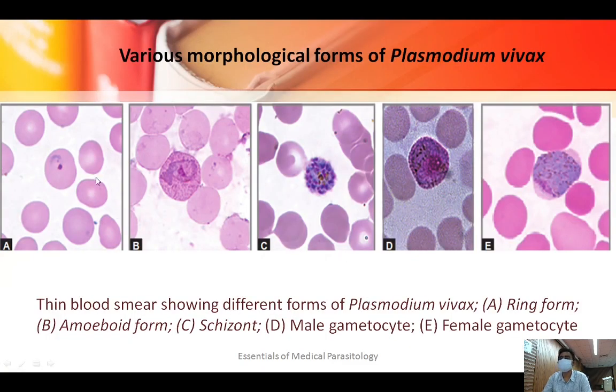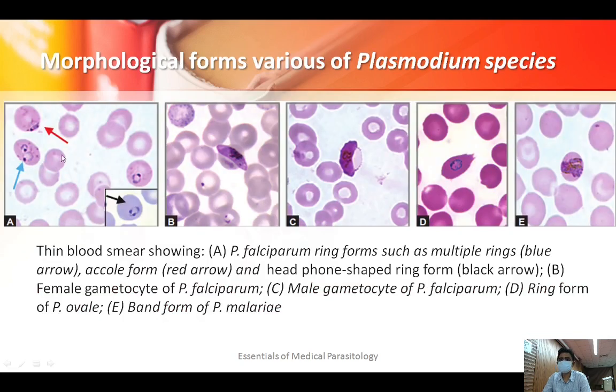Okay, so these are the parasites you can see. See, this is the ring form you can make out, Plasmodium vivax ring form. This is the amoeboid form you can see of the parasite, and these are the malarial pigments which are present here. Okay, this is the schizont which is present. Then the gametocytes. This is the female gametocyte.